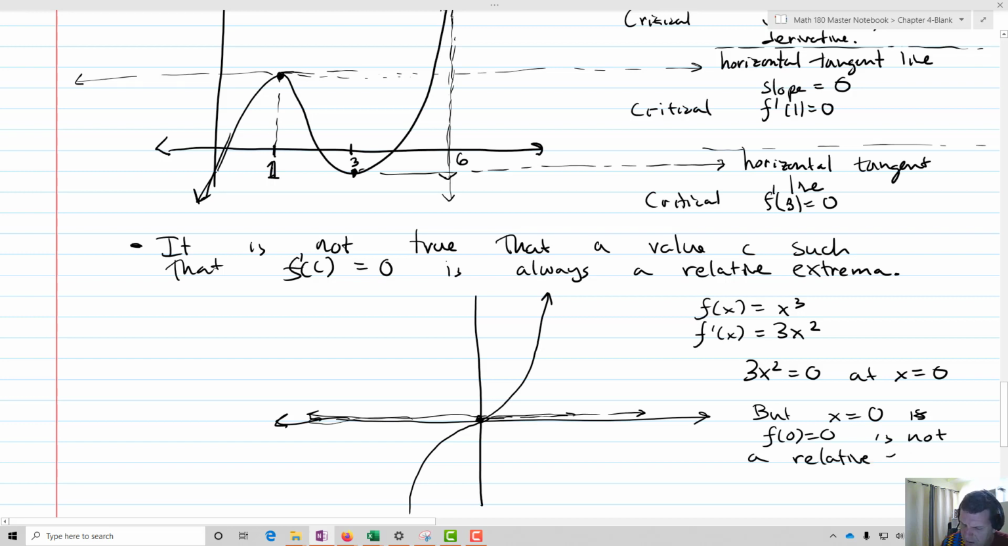So we're actually going to have to do some testing. We're going to have to figure out when a value is actually going to be a relative minimum or relative maximum. But at least we know now that we can look at places that have horizontal tangent lines to see that they might be relative extrema. They don't have to be, but they might be.